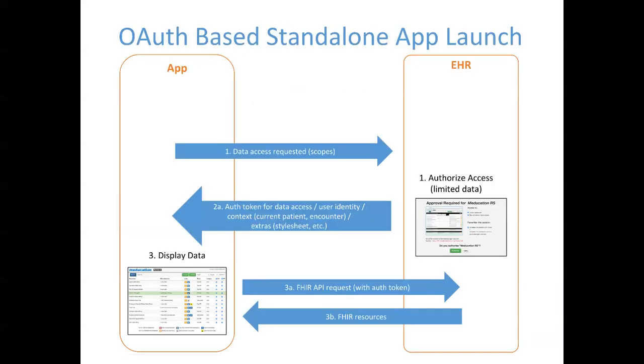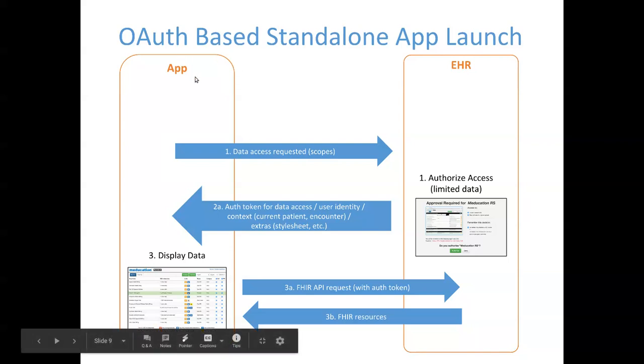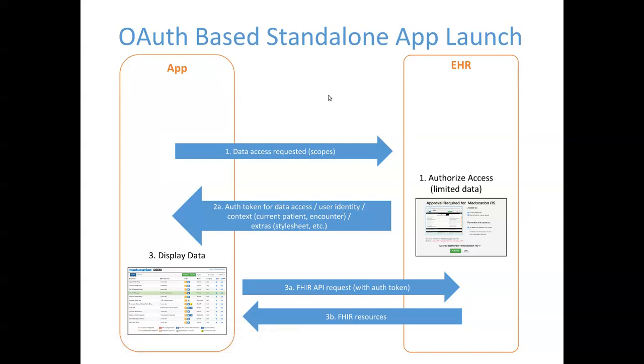So I want to talk first about some of the authorization pieces. So when we embed an app into an EHR system, how do we launch that app in a way that gives it permission to the data that it needs to see? So in this diagram, there's an app represented by this box on the left and an EHR represented by the box on the right, and time is progressing from top to bottom. So this is what's called a sequence diagram.